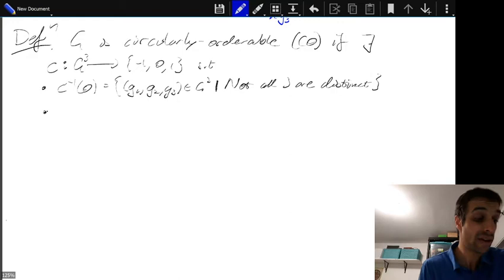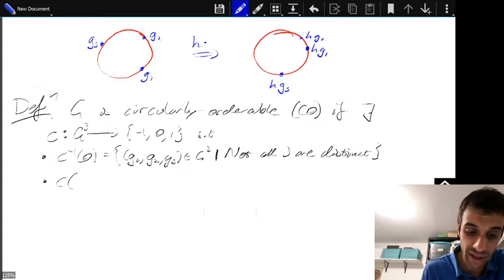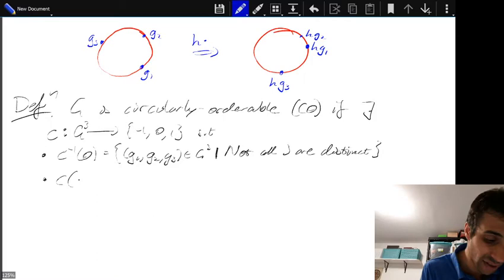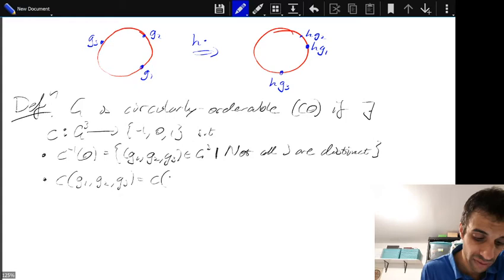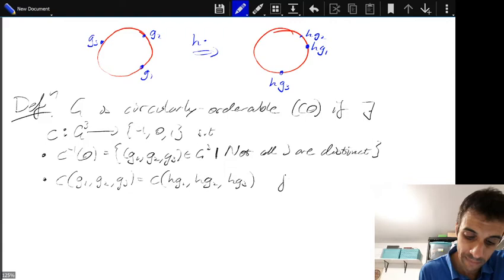Whether or not you go clockwise or counterclockwise, let me leave that picture up there, is preserved under left multiplication. So C of (g1, g2, g3) is equal to C of (hg1, hg2, hg3) for all h, g1, g2, g3 in our group.